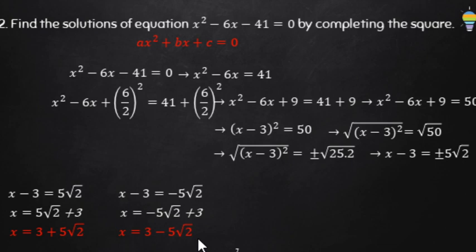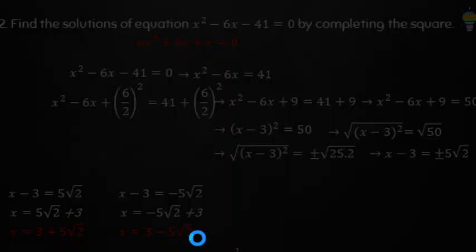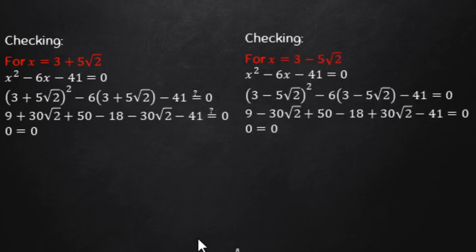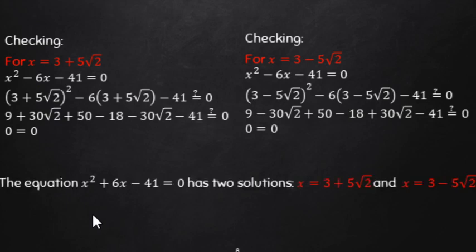Next, let's proceed now to the checking. Okay, so for the first value of x, we have the checking, and for the other value of x, we also have the checking. In checking, just substitute the value of x you obtained in the original equation. Okay, so both values of x satisfy the given equation.